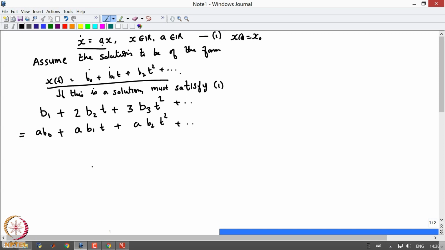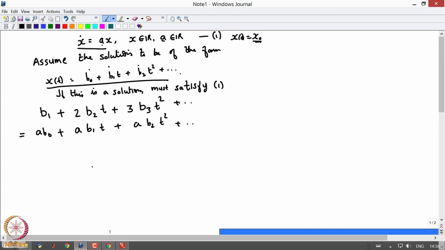Unknowns are b naught, b1 and b2 and so on, until infinity. What is given to me? Given to me is the initial condition and this number a. Now, can I write these b's which are unknowns in terms of what I know? I know a and I know x naught. So, let us look at the first term.